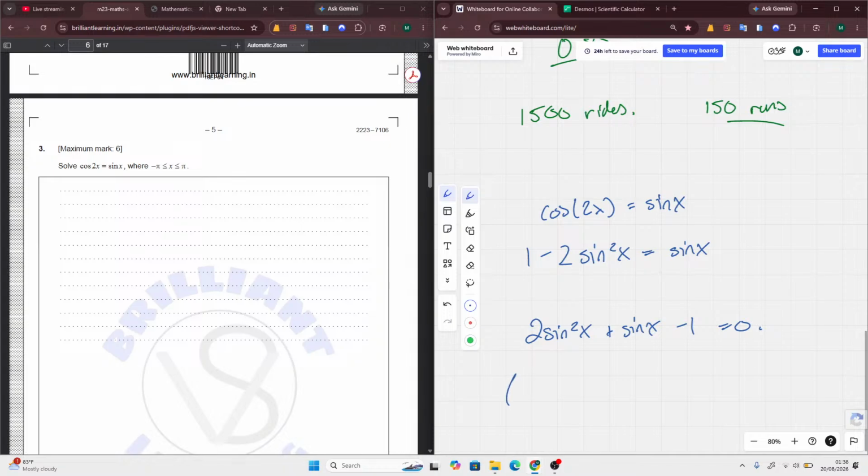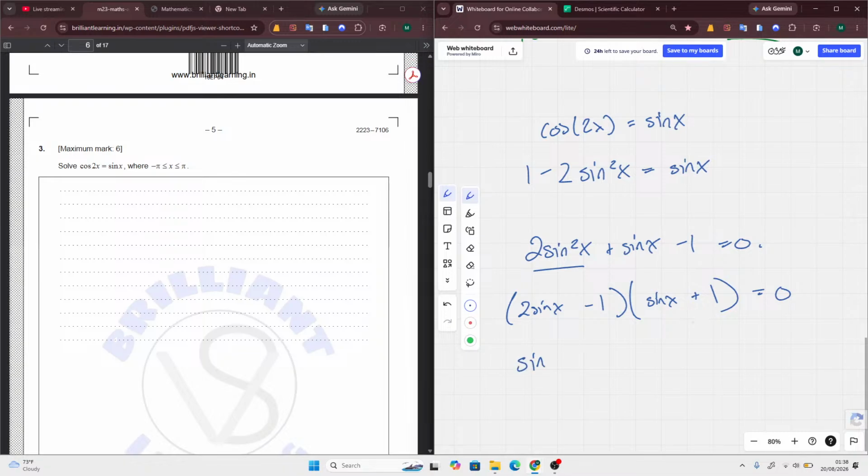To factor this, you could do the AC method. You could also probably recognize that it's going to be 2 sine x and sine x, and then 1 and minus 1, and the only question is which way around the 1 and the minus 1 go. Since I've got a positive value here, I want the 2 sine to be positive, so I'm going to make this plus 1, so that when we multiply it out, we get 2 sine x. And I'll have minus 1 here, that way we get 2 sine x minus sine x. So sine x is either 1/2, or sine x is going to be minus 1.